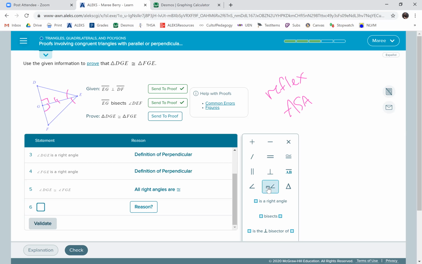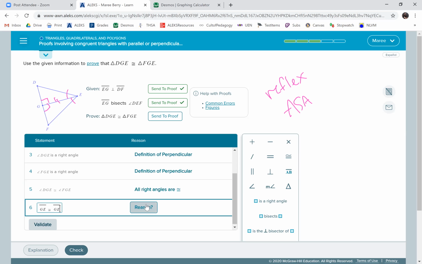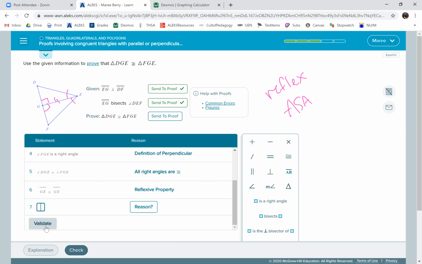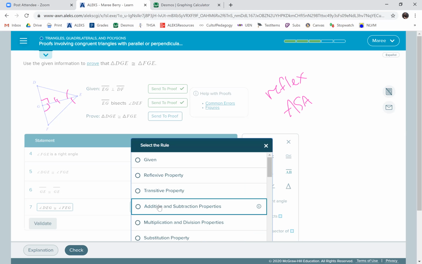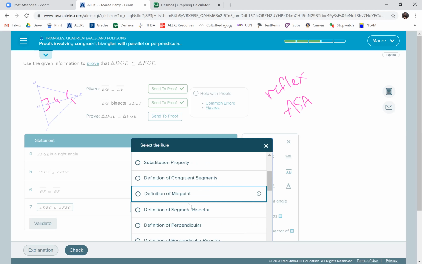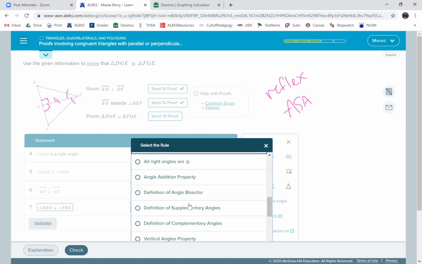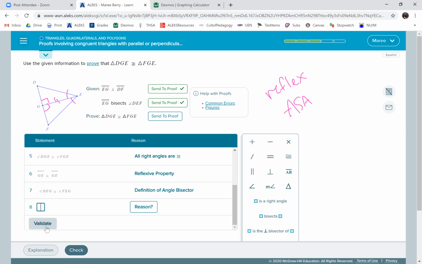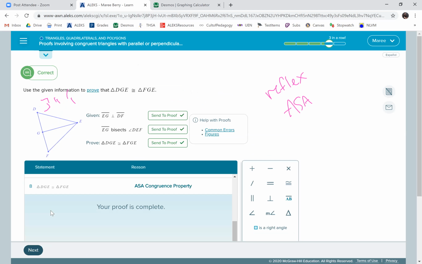Then we're going to do segment GE is congruent to segment GE because of reflexive. And then we're going to have these two angles right here. So angle DEG is going to be congruent to angle FEG. And that is because of definition of angle bisector. It says that the two angles will be congruent. So we have the angles, a side, another angle. So we can go ahead and prove by angle, side, angle that the two triangles are congruent. Okay, that's the end of the lesson.